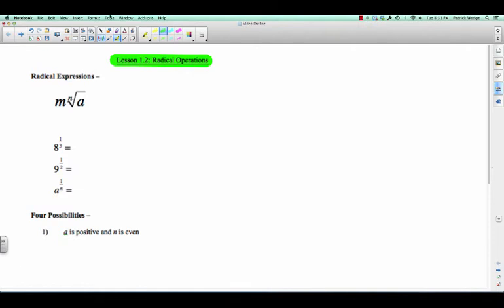So what we're going to be talking about is radical expressions, and radical expressions are any expression that has a radical sign in it. So we'll talk about what a radical sign is in a second, and I'm sure you already know. So let's take a look at this expression right here. This is a radical expression. This is m times the nth root of a. That's how we say that.